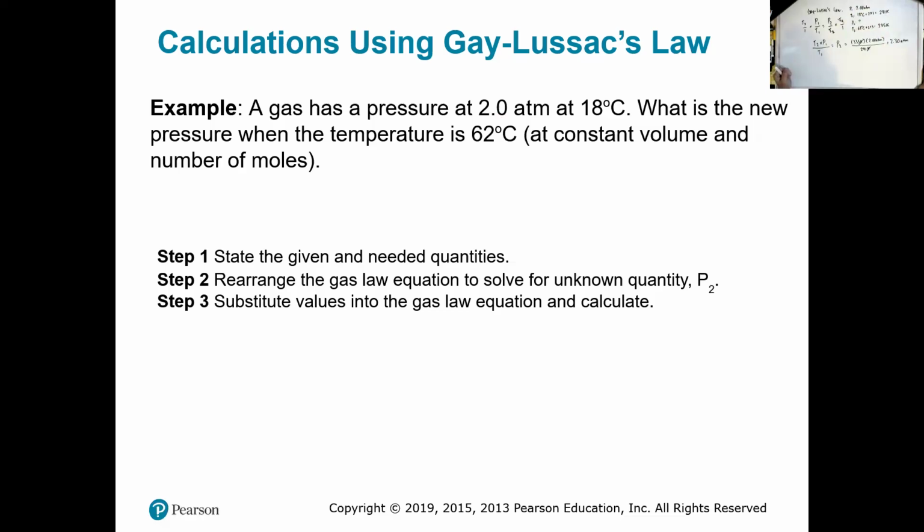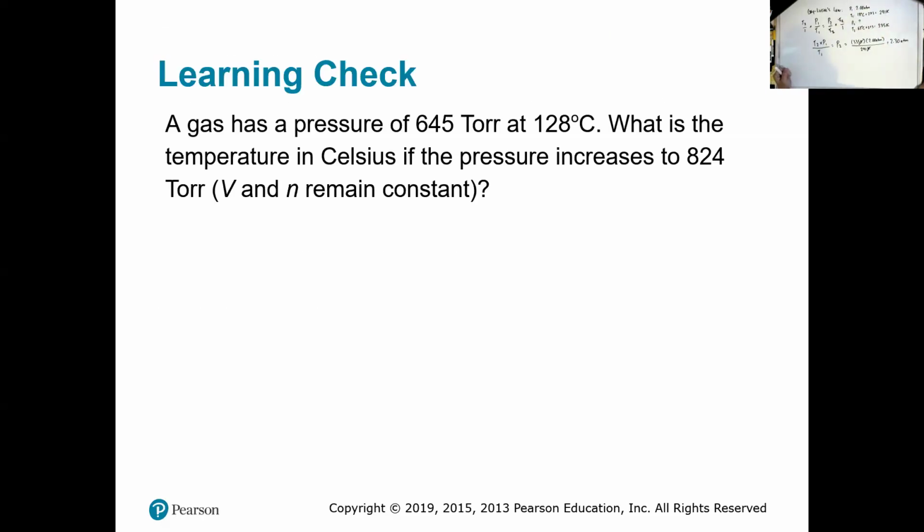Let's look at the last calculation for Gay-Lussac. This one says that we have a gas that has a pressure of 645 torr at 128 degrees Celsius. What's the temperature in Celsius if the pressure increases to 824 torr, volume and moles of gas remain constant? So we're going to be increasing the pressure, holding the other things constant, and that means we should be seeing an increased temperature as well.